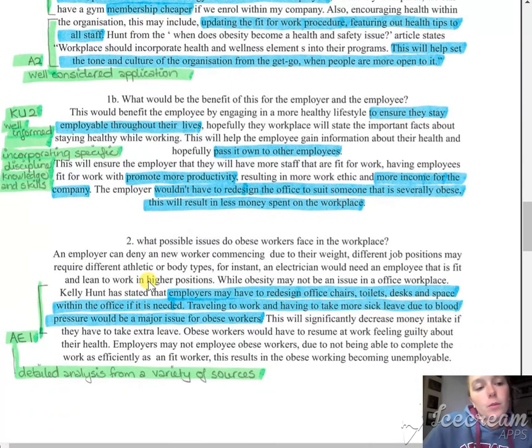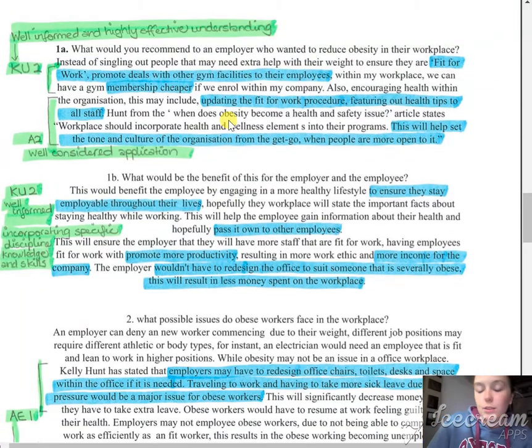The next one, when they're looking at the benefit, they're talking about well-informed. Now, well-informed and well-considered, I should have mentioned, are at the B grades. So performance standards, and these are in your book if you need them. But well-informed and well-considered are at the B grade. So how would we make this better? Well, we would be integrating that really specific language.